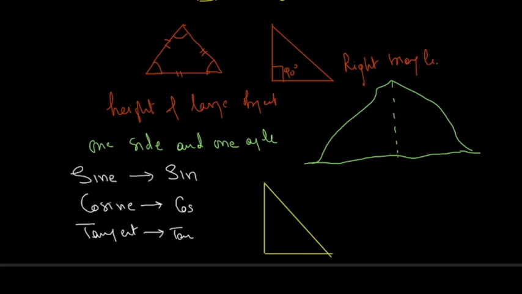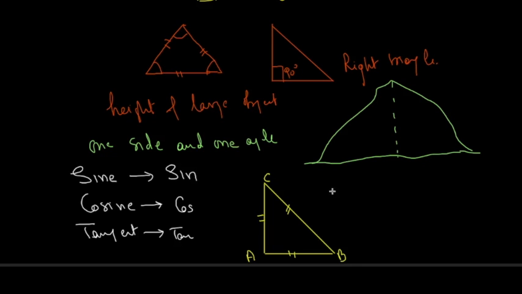Let's name the three points, the vertices, as A, B, C. Now this sine, cosine and tangent are nothing but the ratios of the various sides of the right angle triangle.